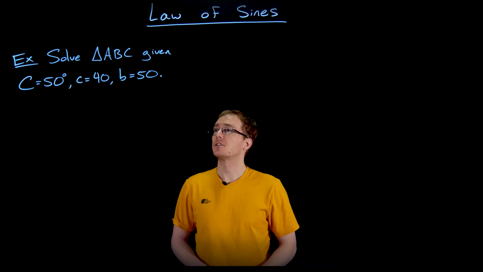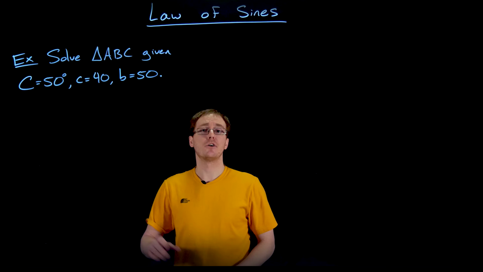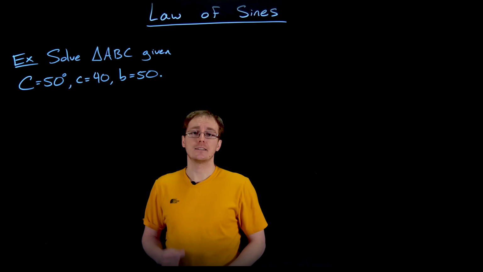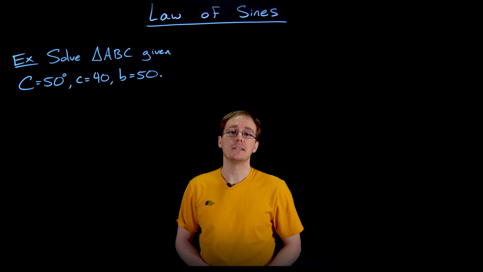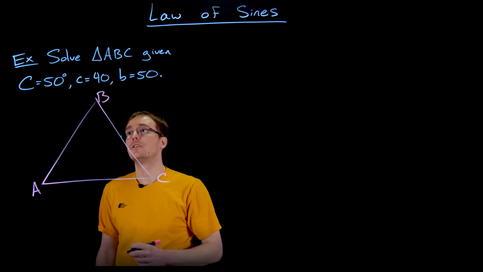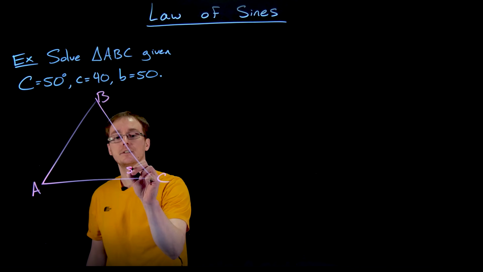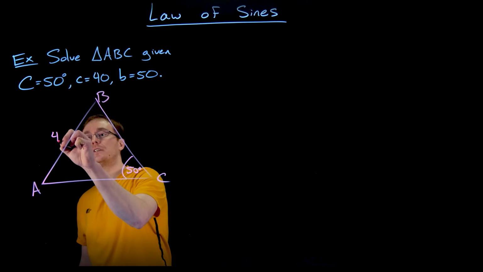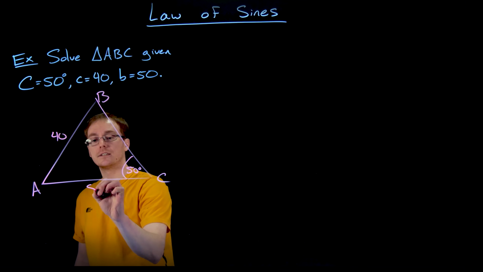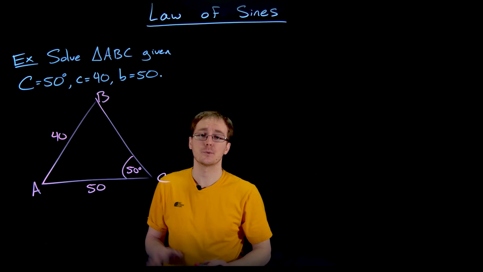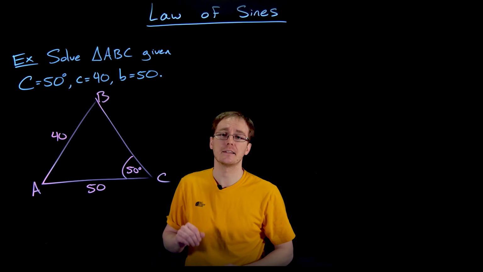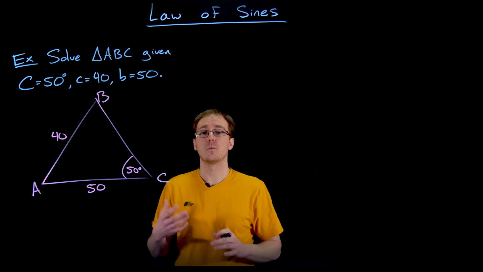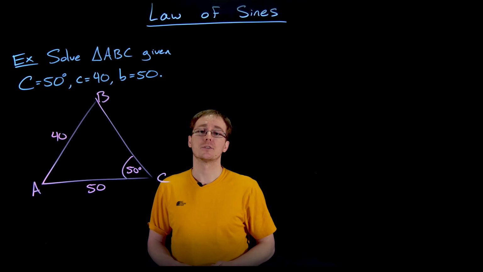In this example, we were asked to solve the triangle ABC given the following information. We were told that angle C is 50 degrees, side length C is 40 units, and side length B is 50 units in length. And so we're not saying our triangle actually looks anything like this. This is just to help us kind of organize our information and recognize which kind of formula we might use to help us solve this triangle.